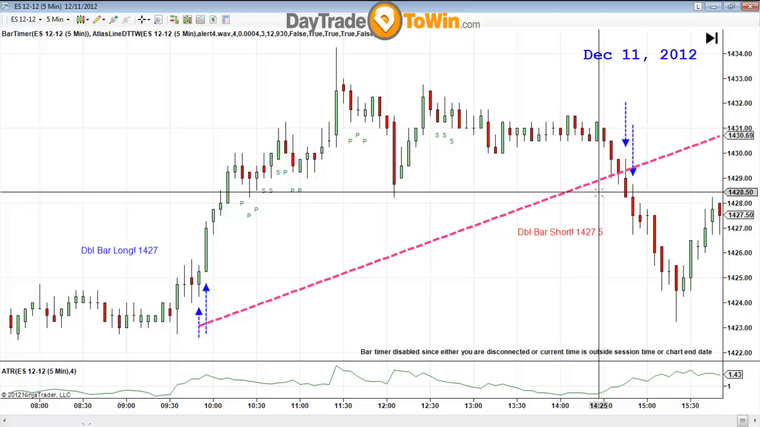And remember, the only thing I'm showing you right now are the main trades, the double bar long and double bar short trades. Those are the main trades. They set off the move. They set off the trend. They happen in real time.